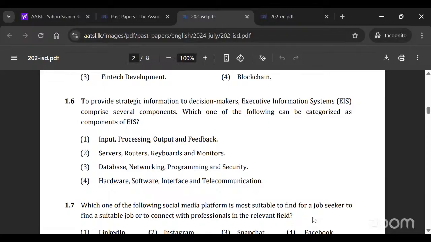EIS is Executive Information System, right? Executive Information System caters to the strategic level, as I told you, right? Strategic level.